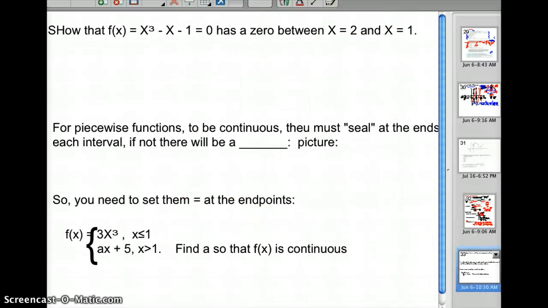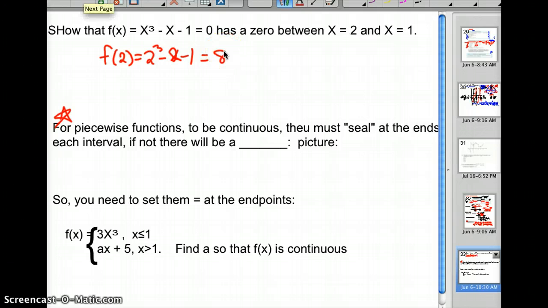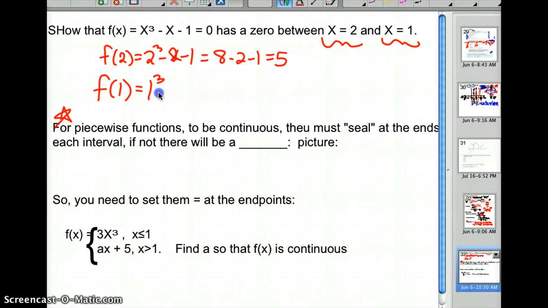And I think I have time to finish this one. And I am also going to then have to do probably another 5-minute video when this one's done. So it says show that I have at least one zero between x equals 1 and x equals 2. Well, first of all, what I'm going to do is go find my f of 2, which is going to equal 8 minus 2 minus 1. It's 5. Then I'm going to go find my y value at the other endpoint. In the other picture, this would be like your f of a and your f of b. It would be 1 cubed minus 1 minus 1, which is a negative 1.